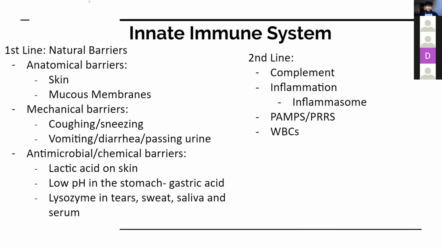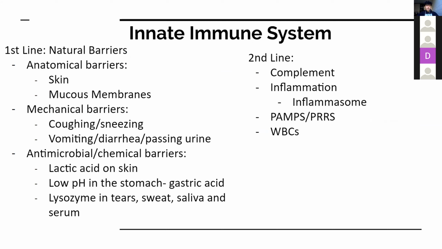All right, so a little bit about the innate immune system. The first line of the innate immune system is your natural barriers. So your anatomical barriers, such as skin, mucous membranes, coughing, sneezing, vomiting, stuff like that, which tries to effectively remove the pathogen from your body without any real immune activation.